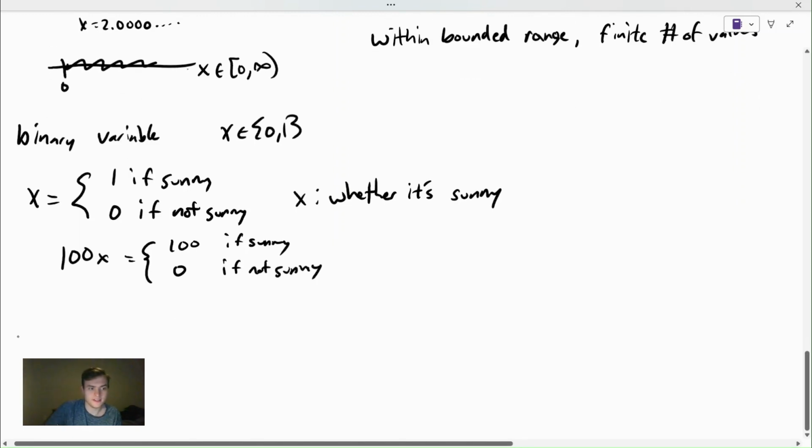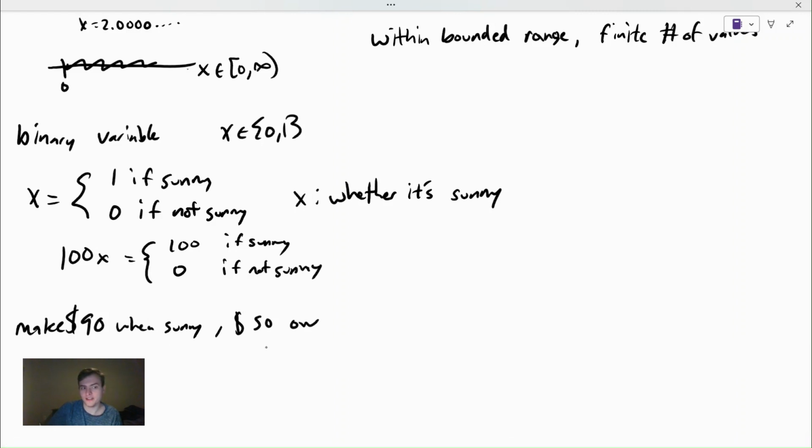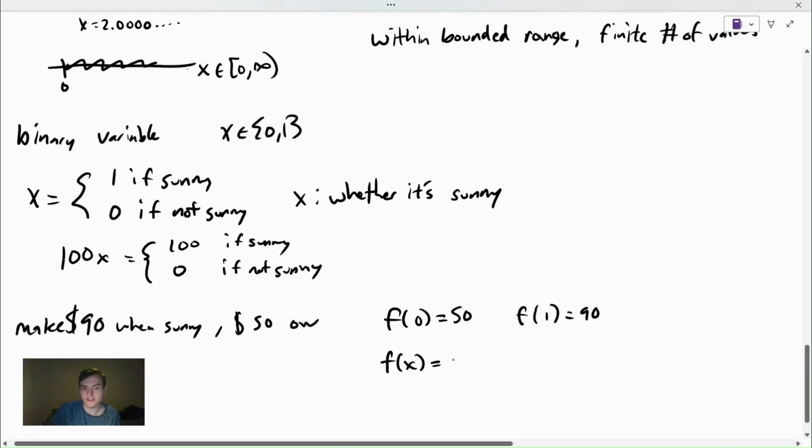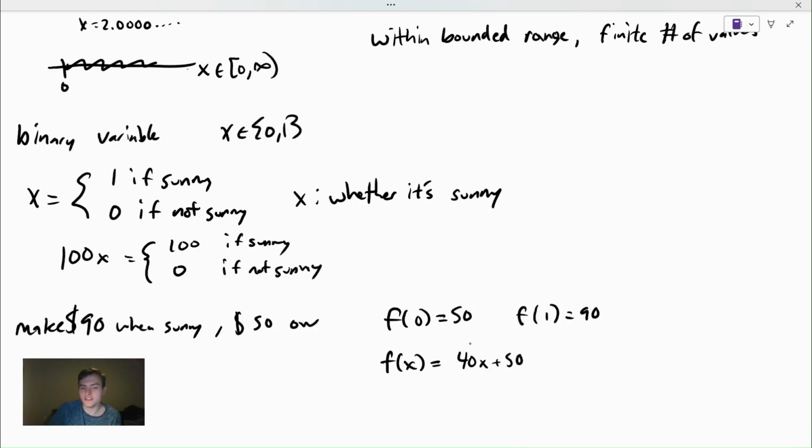Let's say you make $90 when sunny, 50 otherwise, 50 when it's not sunny, right? Then how much money do you make? Well, we have f of 0 is going to be 50, f of 1 is going to be 90, right? So we want our f of x to be 40x plus 50. So you can see clearly this is just a simple function I came up with. When we plug in 1, we get 90. When we plug in 0, we get 50.